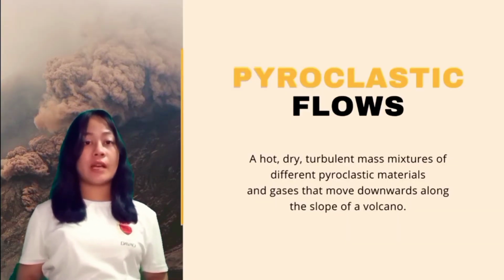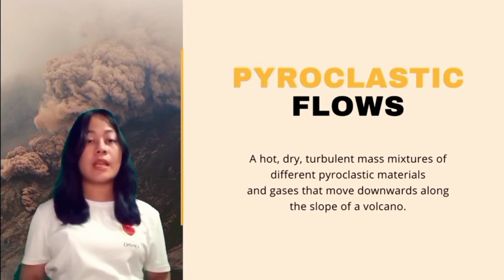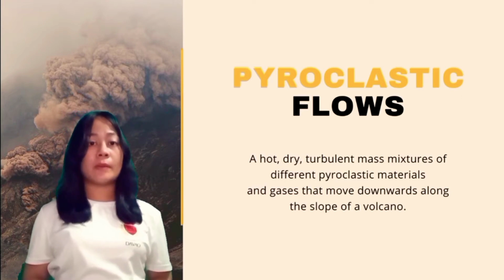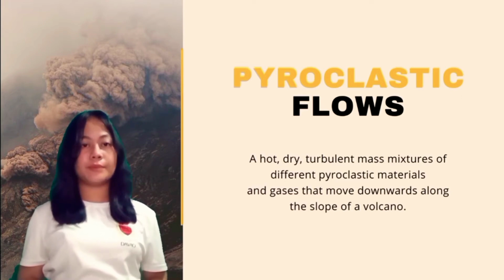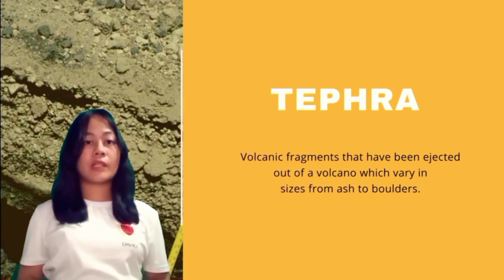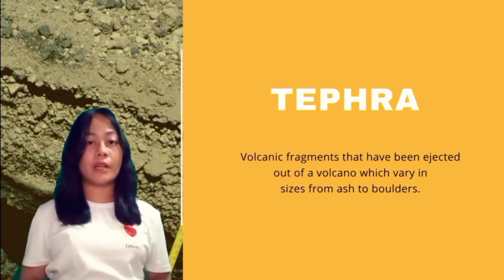Pyroclastic flows are hot, dry, turbulent mass mixtures of various pyroclastic materials that move downward along the slope of a volcano at speeds that can go up to several hundred meters per second. Pyroclastic material, also known as tephra, are volcanic fragments that have been ejected from a volcano, ranging in size from ash to boulders.